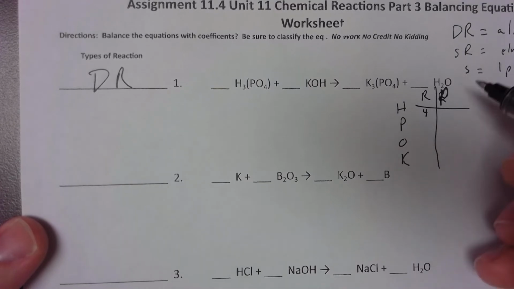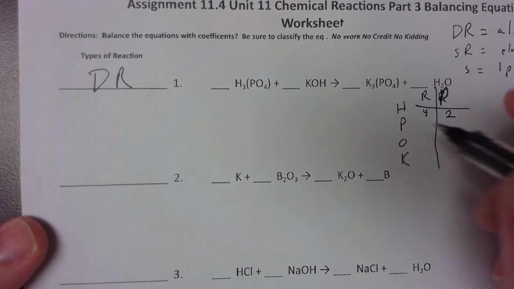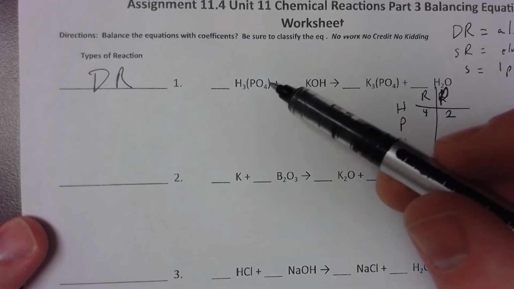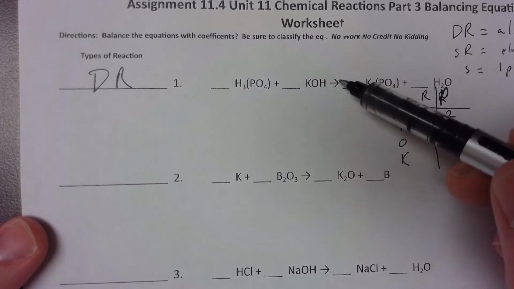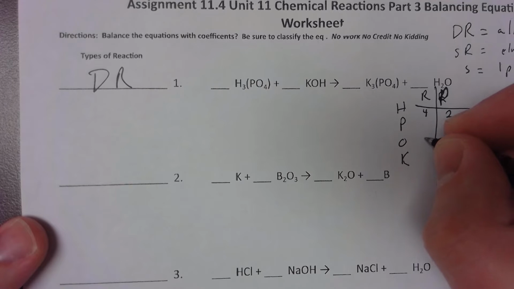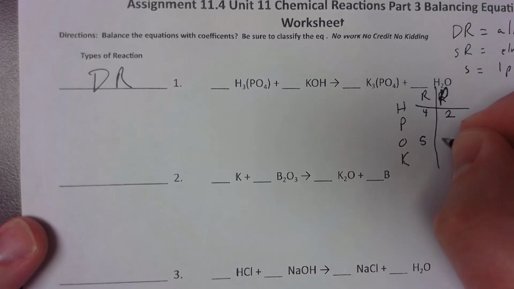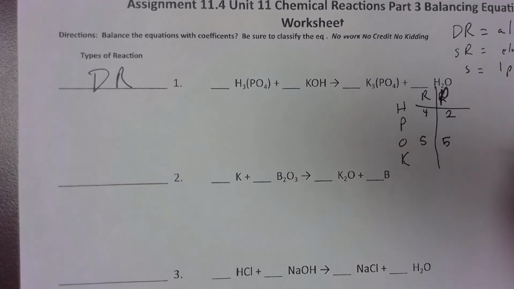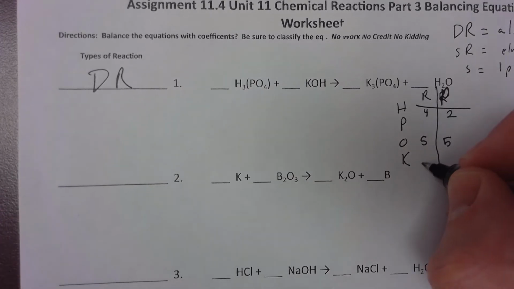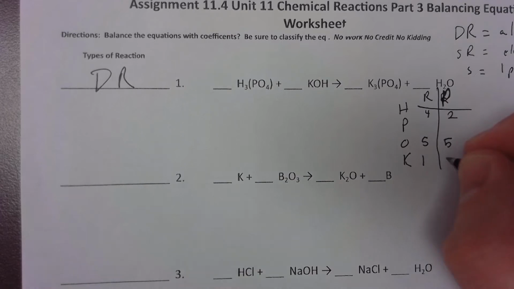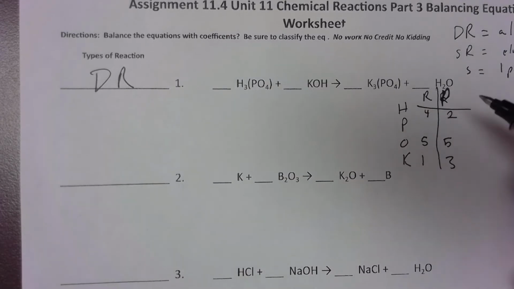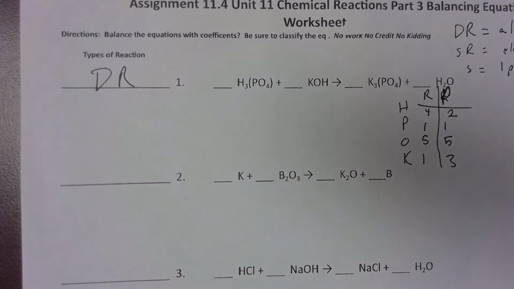So hydrogen, we have 3, 4, so 3 plus 1 is 4. On this side we have 2. In our O's we have 4, nothing else there, and 1, so that's 5, and then we have 4 and 5, so that's 5 there. And then for potassiums we have 1 on this side and 3 on this side, and then P we have 1 on each side. So pretty simple, don't have to do anything.